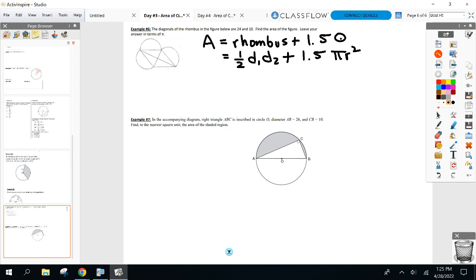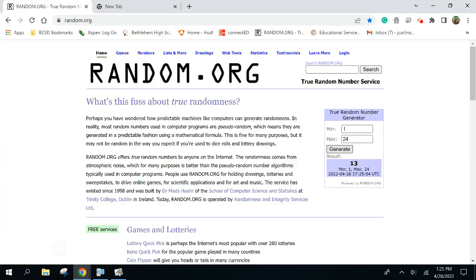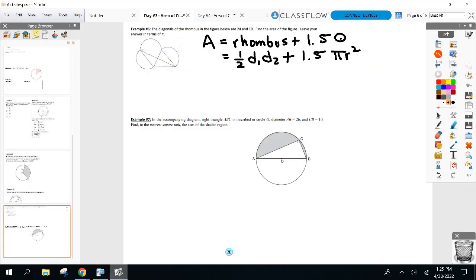You got it. Whoever's up next, you got it easy. What are the diagonal lengths here? You got it easy here. 24 times 10 plus. All right, we got some work to do now for our radius, don't we?